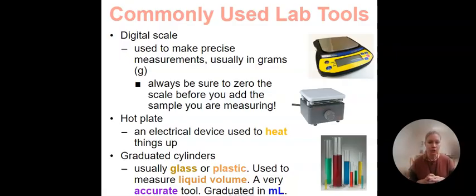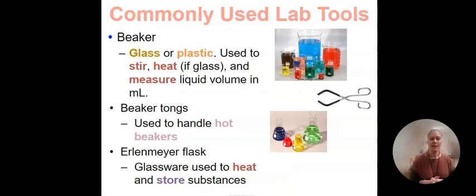Another commonly used lab tool is the hot plate. This is what we use in order to heat up chemicals. And then we have graduated cylinders. Those are typically going to be glass or plastic, but they are going to help us to measure volume to a very accurate measurement. And again, those are typically going to be measured in milliliters. We then also have beakers. We will use beakers to store, stir, heat, and measure liquid volume.